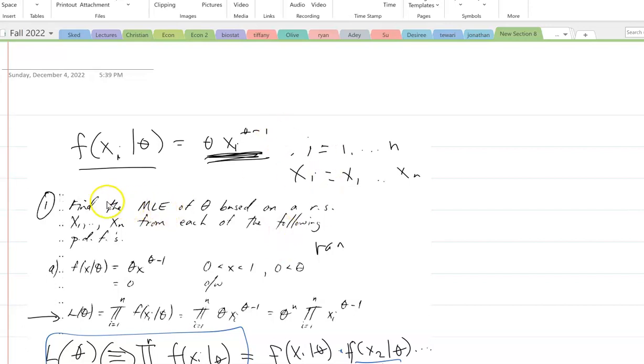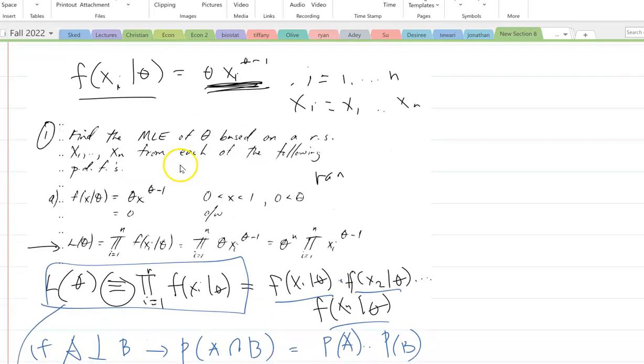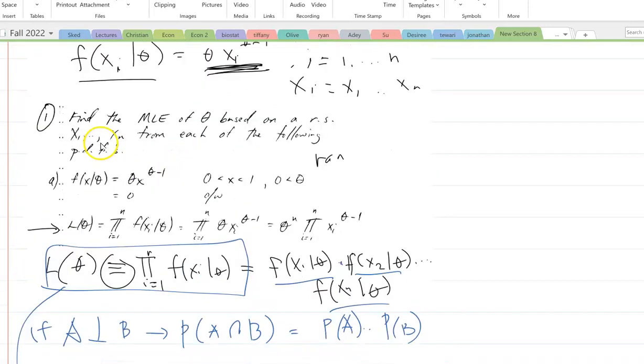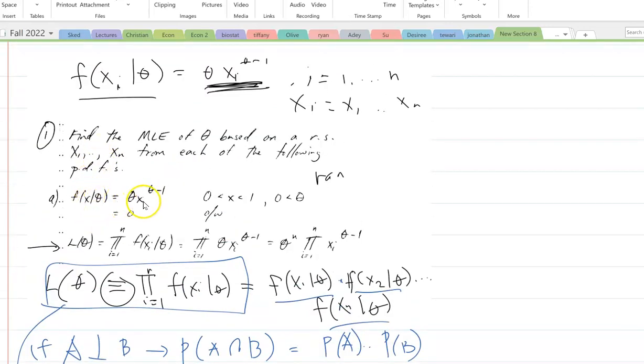So we are given a set of data x1 to xn, and we want to know the MLE of the parameter theta. Theta is a parameter in the PDF of x. Here f(x given theta) is equal to theta x to the theta minus 1, with support from 0 to 1.